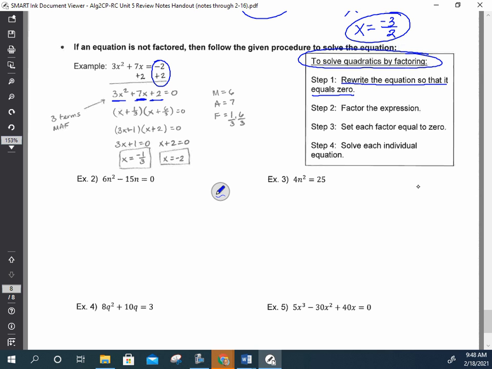Now, just because the 2 is under the 7x does not mean you add those together. Those are not like terms, so you cannot put those together. So you write them and keep it moving.